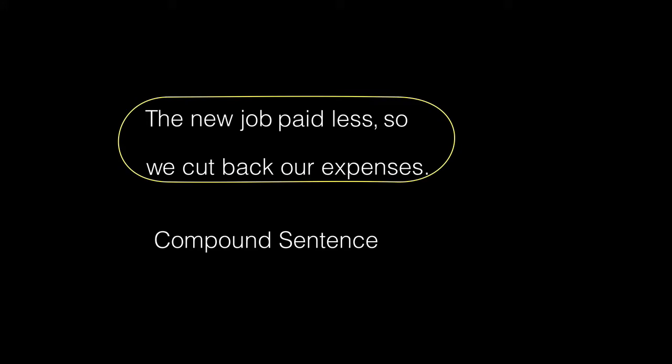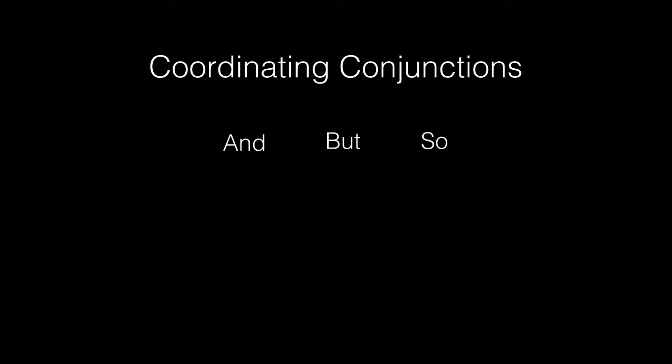Now, in this case, the new job paid less, we cut back our expenses. Again, it's a different kind of relationship. It's not addition, it's not contrast, it's actually result. So in this case, the word that we would use to combine these two is so. Again, that's a compound sentence, and again, we have a comma. And these three words, and, but, and so, are all examples of what are called coordinating conjunctions.